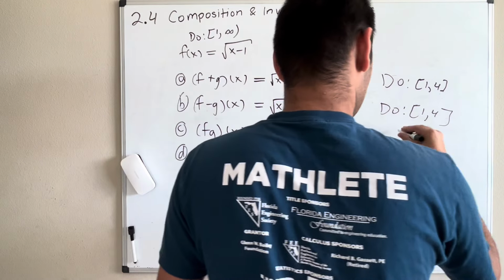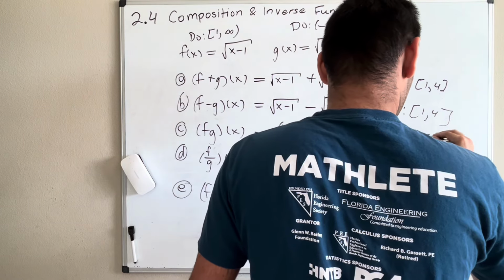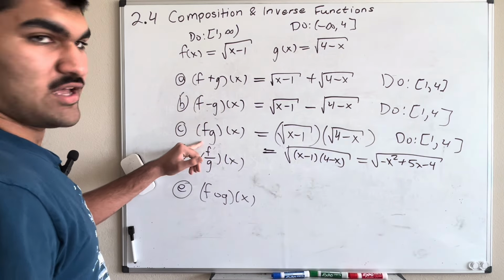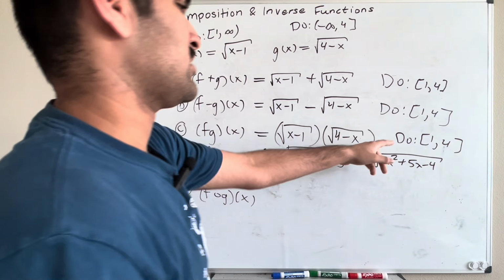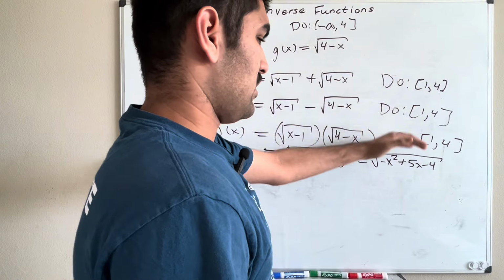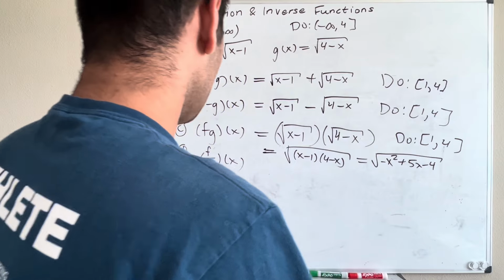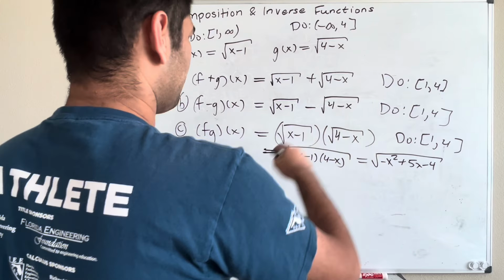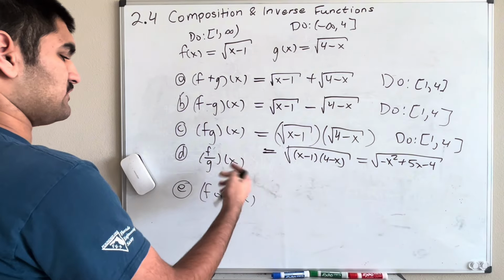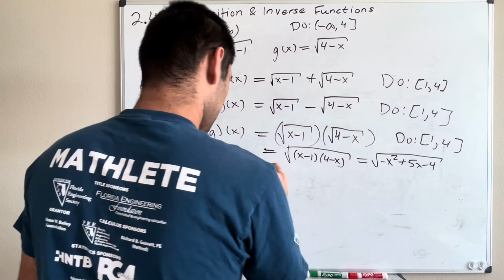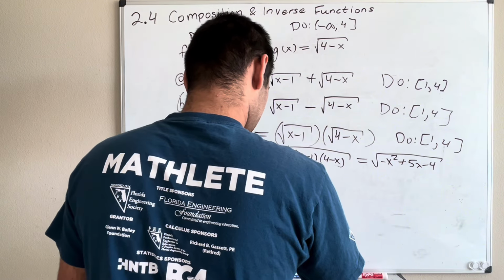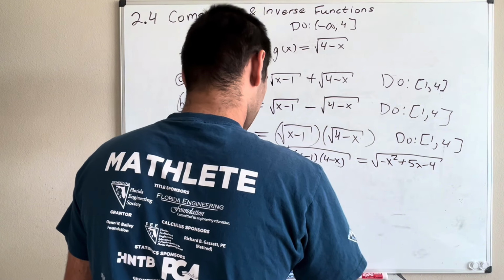And the domain for this one is also just the same. It's just 1 to 4, because remember, for f plus g, f minus g, and fg, the domain is all just the intersection. And so once you find the intersection once, it's going to be the same for all three of those. For this one, however, remember the domain is the intersection, but you also have to exclude any values that make g of x 0. So for this one, it's f of x over g of x, so it's the square root of x minus 1 over square root of 4 minus x.